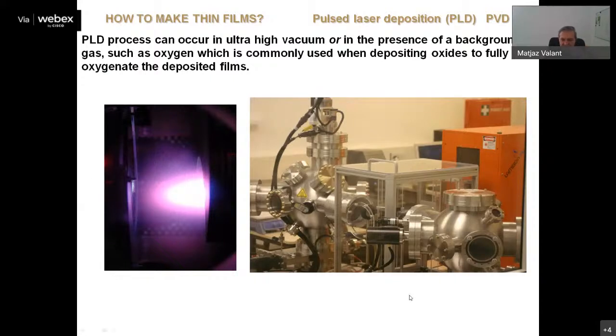And here you see the PLD device. It's an electronic setup. On the right hand side, you see in the orange box is the laser, and then we direct the laser light through a system of mirrors into the high vacuum chamber, where this process then goes on.